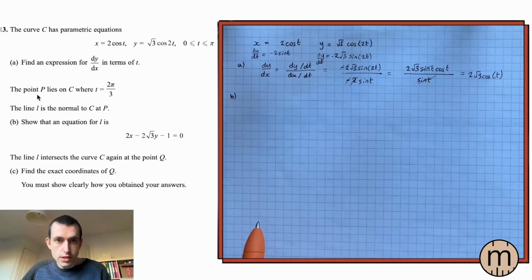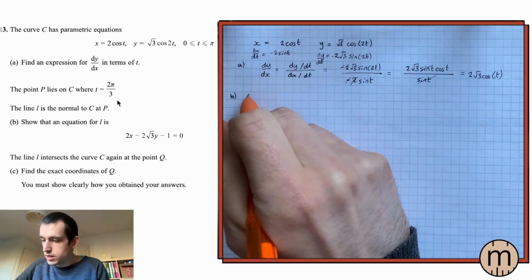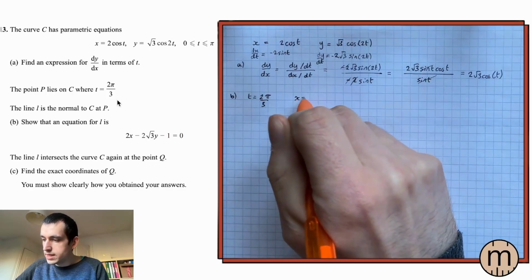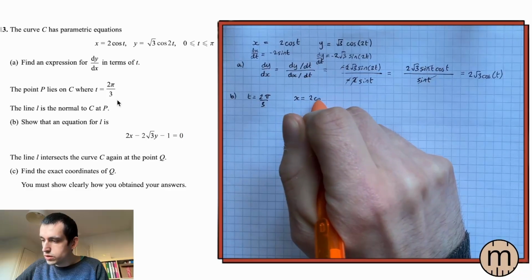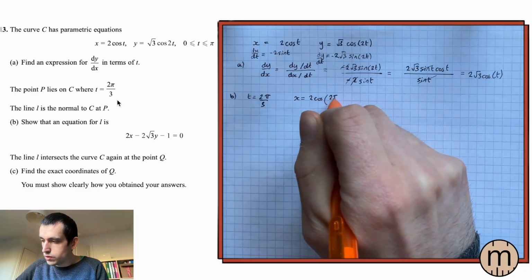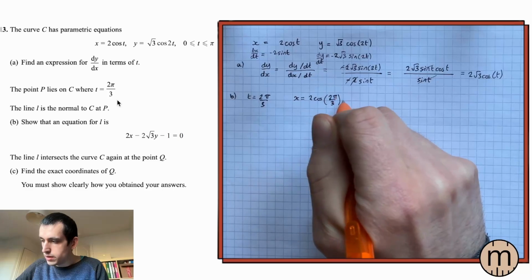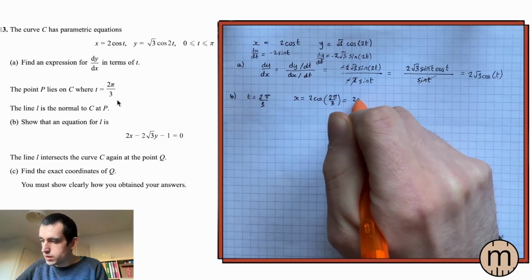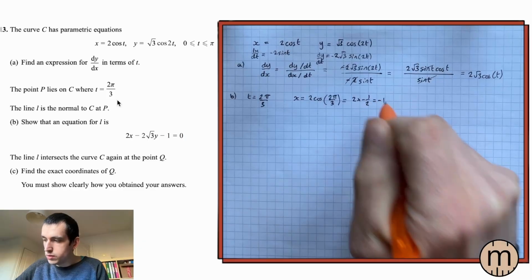Before the actual question, it says the point P lies on C, which is the curve, where t equals 2 pi over 3. Whether I know what's coming next or not, I'm going to find the point P. It feels like it's going to be important. So t is equal to 2 pi by 3. Let's find what x is then: 2 cos of 2 pi by 3, which is 2 times minus a half, or minus 1.